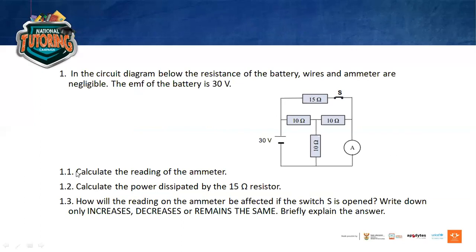It says on 1.3, how will the reading on the ammeter be affected if the switch is opened? Okay, if the switch is opened here, it means that there won't be current going through R4, because the circuit is going to close here. The current is going to go this way, all the way there, and come back through this way. So this one is going to be out, because when the switch is open, there's no current flow in here.